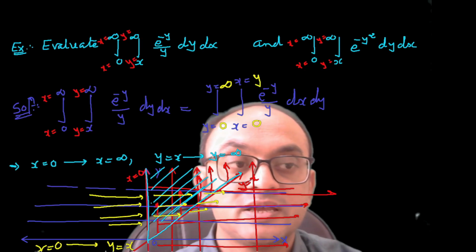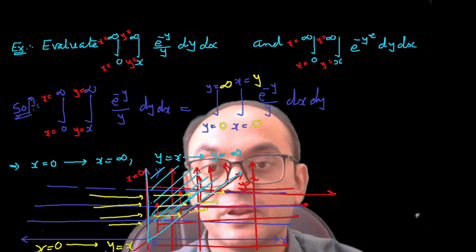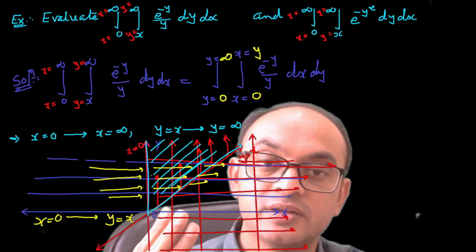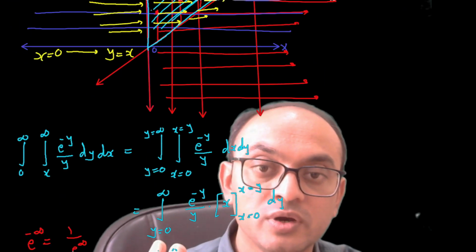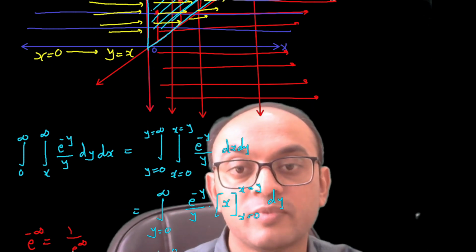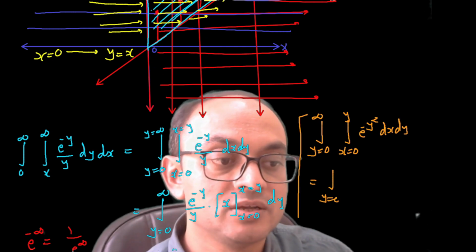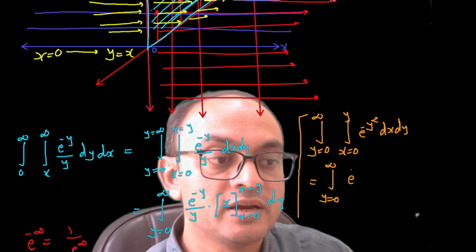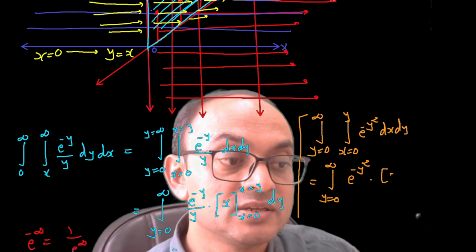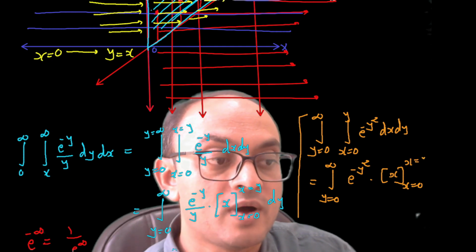Our second exercise was this. Here we had only e raised to minus y square in place of e raised to minus y upon y. So the same limit, same aspect will work, only we need to interchange e raised to minus y upon y by e raised to minus y square. Right. So this is integration y is 0 to infinity, e raised to minus y square remain constant. Now what is the integration with respect to x? It is x from x is equal to 0 to x is equal to y, dy.